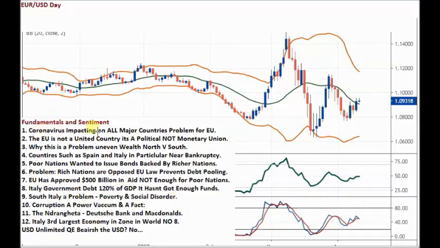Now, in terms of fundamentals and sentiment, let's take point number one. Obviously, the coronavirus, we know its impact on all major countries worldwide. They will face recession, could face a global depression. What's the problem for the EU? Well, the obvious problem is it's not a united country, is it? It's not like the United States of America. It's a political, not monetary union.